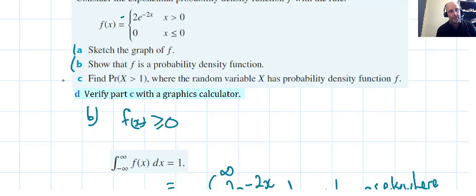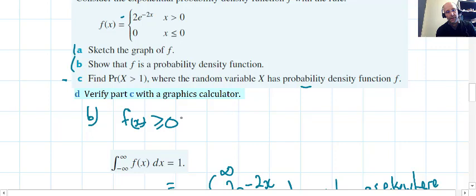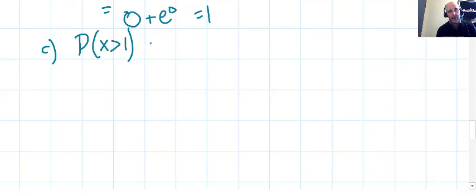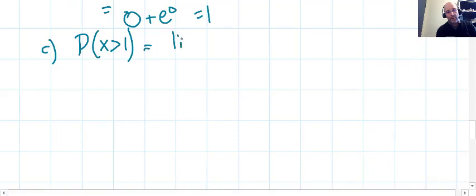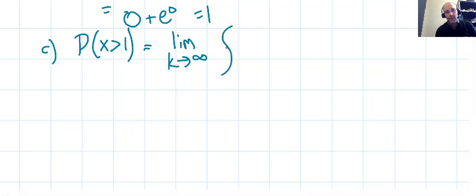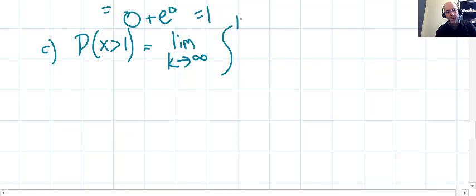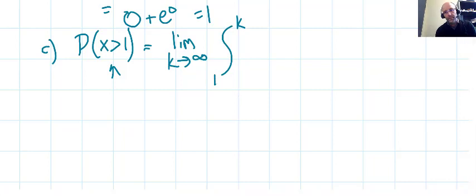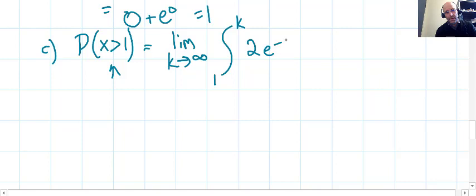Part C, find the probability that x is greater than 1 where the random variable x has a probability density function, so it's given. Okay, and then we're going to do the same thing with the graphics calculator. So the probability we require is the limit as k approaches infinity for the integral. Now, the k goes up here like last time. This is x greater than 1 here, so the lower terminal will be 1. And we have 2e to the negative 2x dx, our function given.